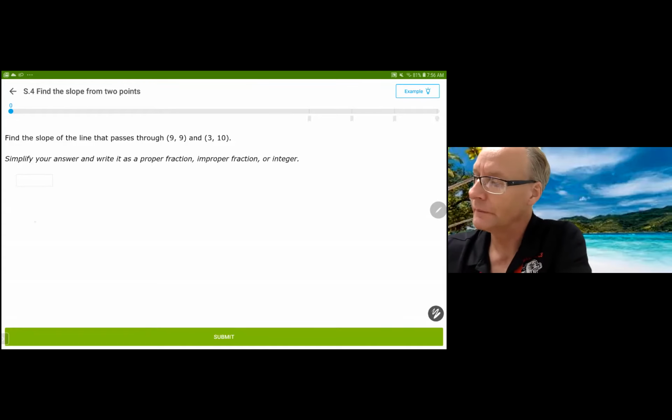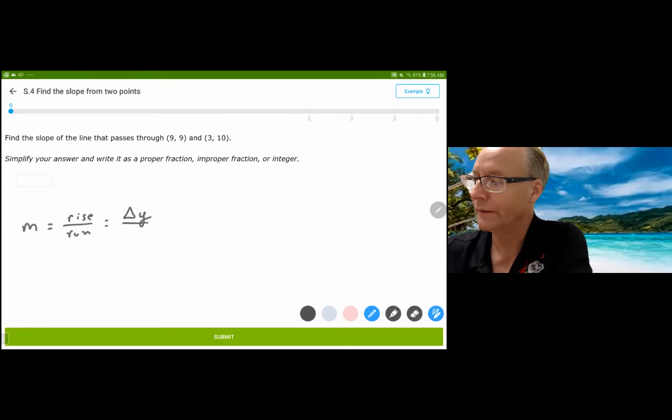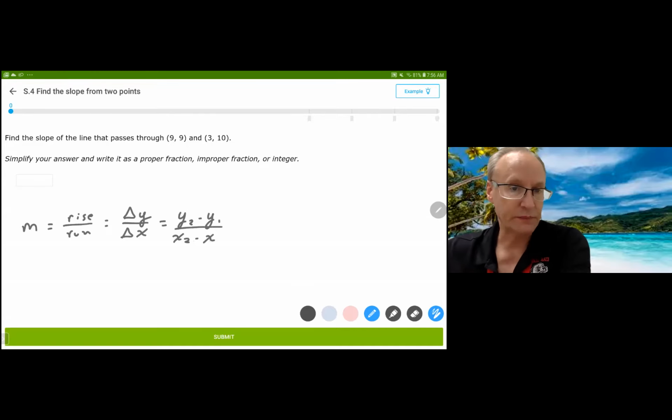The slope is the rate of change in a graph. And the slope is usually defined as something like rise over run. You'll sometimes see it written as the change in y over the change in x. That little symbol means change. But a lot of textbooks are going to write it like this: y2 minus y1 over x2 minus x1. These are subscripts. They're different x's and y's.